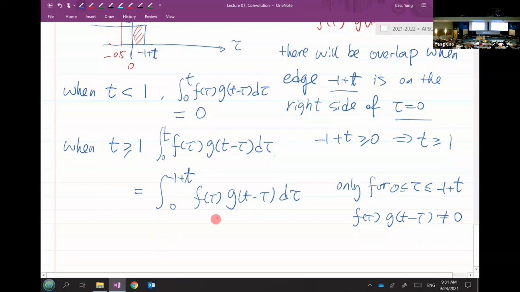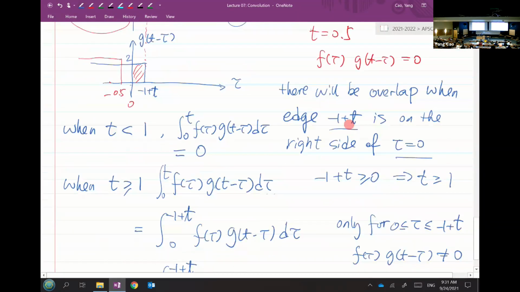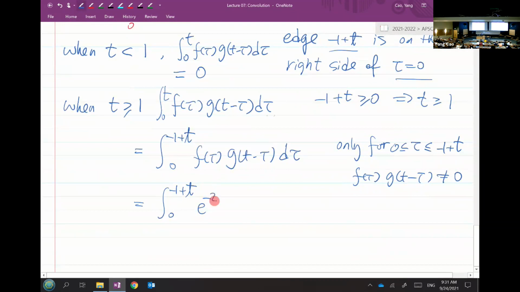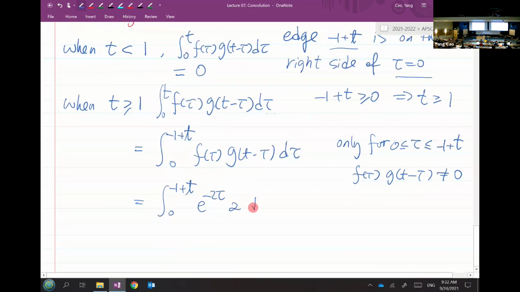Within this range, 0 to minus 1 plus t, what is the value of f of tau? The value of f of tau is this original function value, so you can now replace f of tau with e to the power minus 2 tau. Within the same range, what is the value of g of t minus tau based on this graph? It is 2. So times 2 d tau.